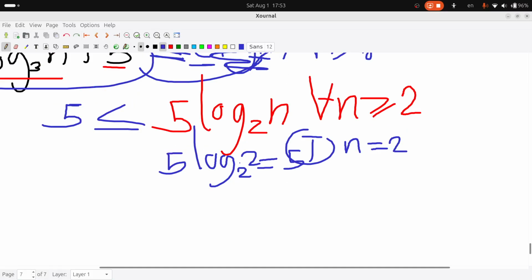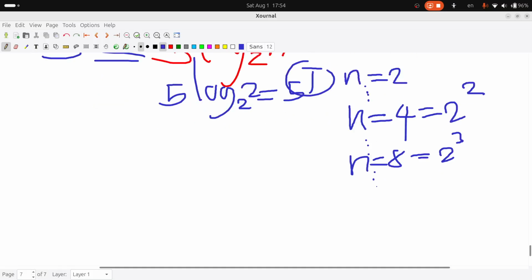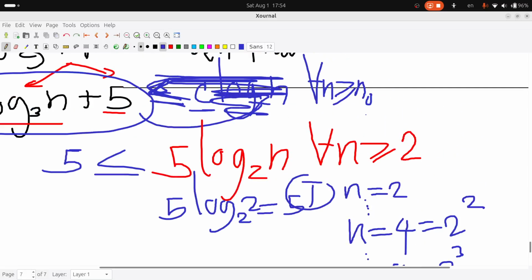And we can give another example. n equal to 4 is still true, n equal to 8 is still true, because we can write these as 2 to the power of 2, 2 to the power of 3, and we can find the logarithm easier, prove it easier, and simplify that. For all n greater than or equal to 2, this inequality will always be true.